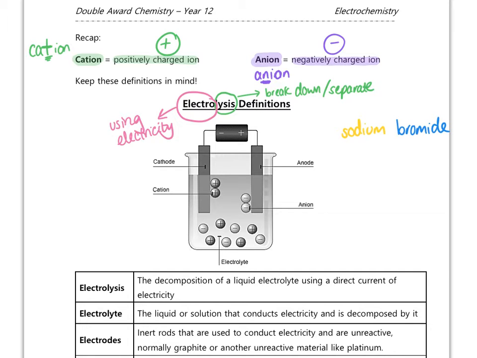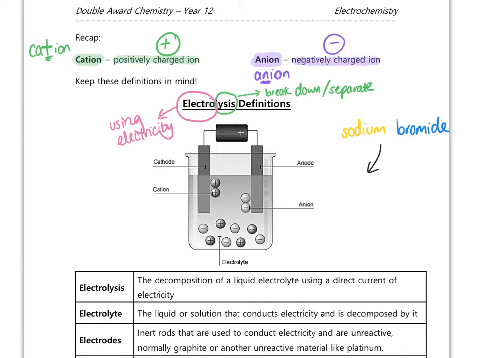One example of a compound that we might use electrolysis on is sodium bromide. So sodium bromide is an ionic compound. It's made up of a metal and a non-metal, and that's what we're going to be looking at in this topic, the breaking up of ionic compounds. It has to be molten, but we'll come back to that in a second. But essentially we're breaking it up into the individual elements.